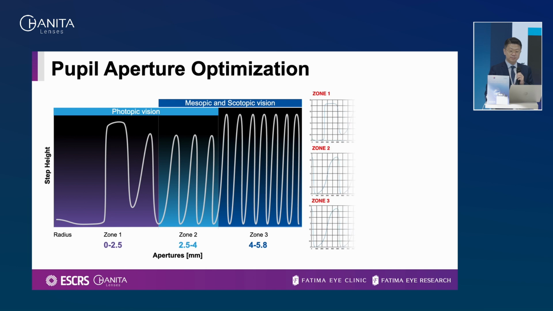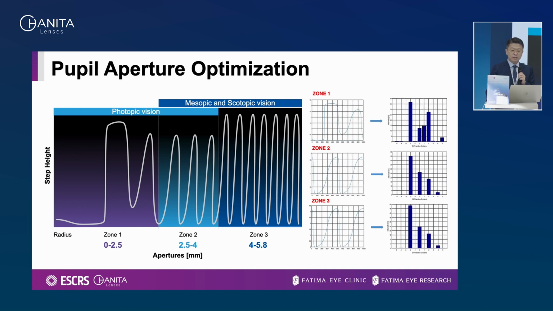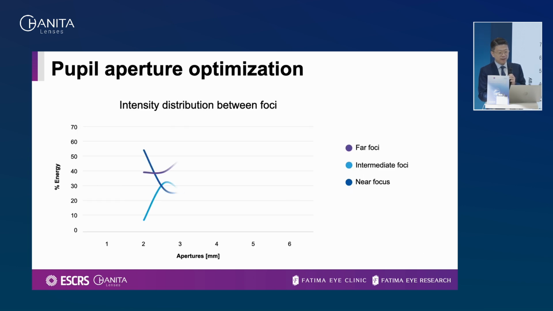Another strong point is the pupil dependency. Using different diffractive profiles, as you can see, gives different light utilization according to optical radius. Here are the results of pupil aperture optimization with dynamic light utilization. You can see near dominance at the smaller pupil size and far dominance at the larger pupil size.